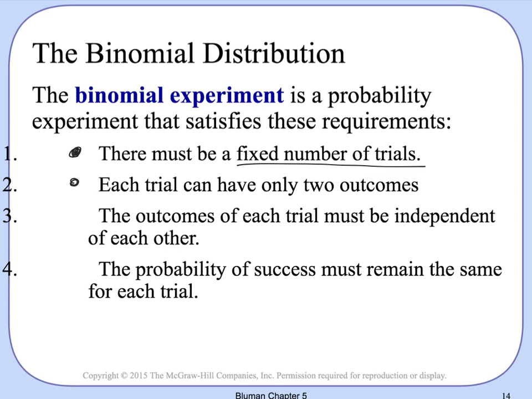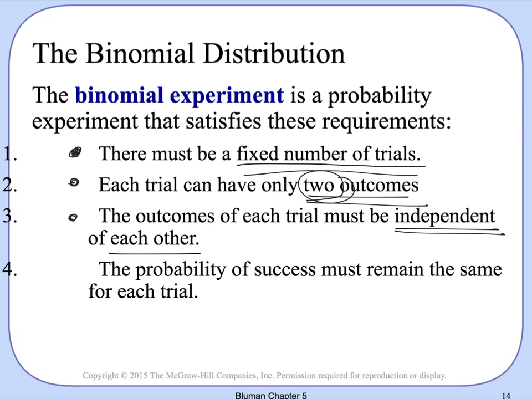Each trial has to have only 2 outcomes, okay? So to be binomial, you have to have 2 outcomes. There has to be a fixed number of trials. And the outcomes have to be independent of each other, okay? What that means is the one does not affect the other. So when I was just talking about that last one where we were rolling the dice and trying to get doubles, every time you roll the dice, they're totally independent of each other. The dice does not remember what it did on the last try, okay?